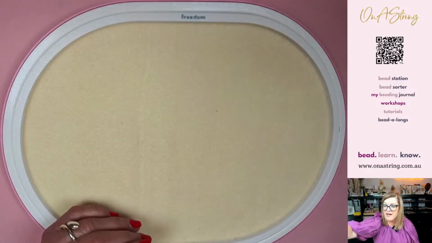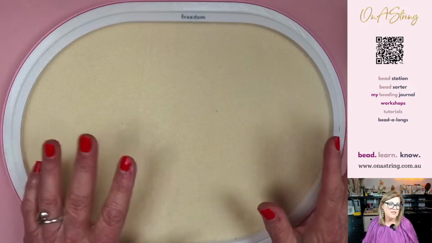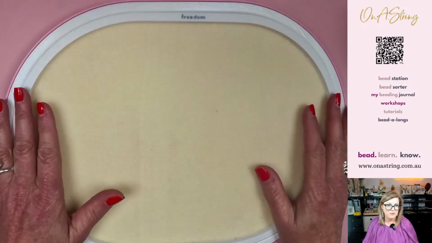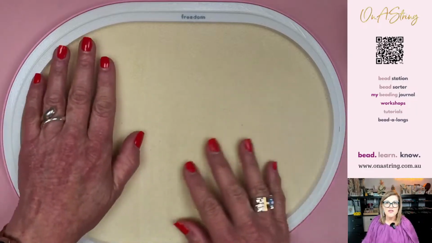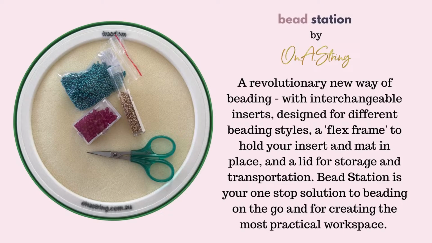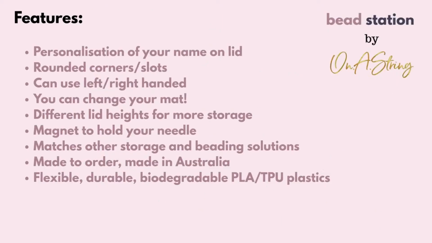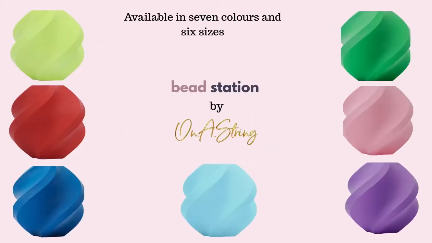Now, of course, shape is all about different colours and components. And one of the things I wanted to show you was my bead station boards that I've got here. So the one that I'm using now is my desk board. But Bead Station is a really great revolutionary design that we have here at On a String. So the board in itself has some removable inserts. You can change the mat on your bead board really easily. It comes in 6 shapes and 7 different colours, and it's available at onastring.com.au.